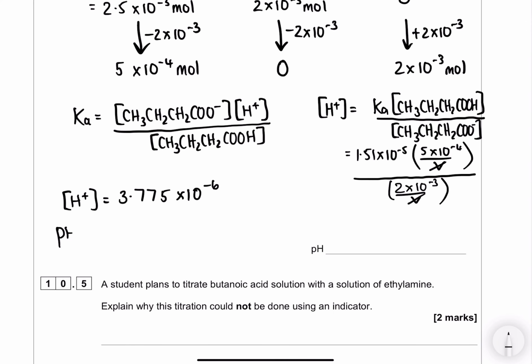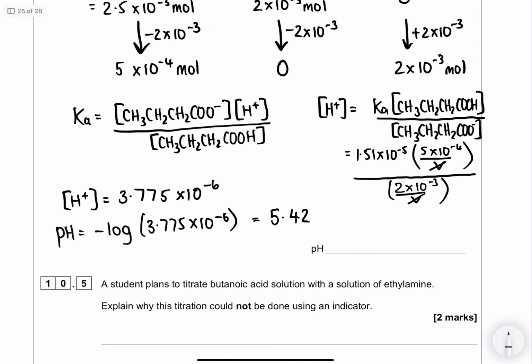So then I can do pH is the negative logarithm to the base 10 of the hydrogen ion concentration. So I'm going to do that on my calculator. And my calculator is saying 5.42 to 2 decimal places.